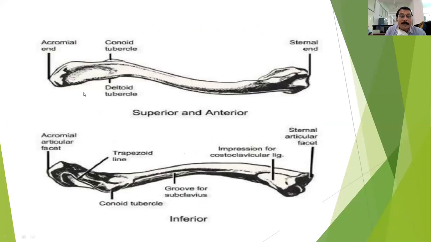Then this is the undersurface and also the various ends. This end is called the sternal end, which is articulating with the sternum, and this part is called the acromial end, which is articulating with the acromion process of the scapula. And these are the conoid tubercle and the trapezoid ridge, and this is the deltoid tubercle where there is attachment of the deltoid muscle.